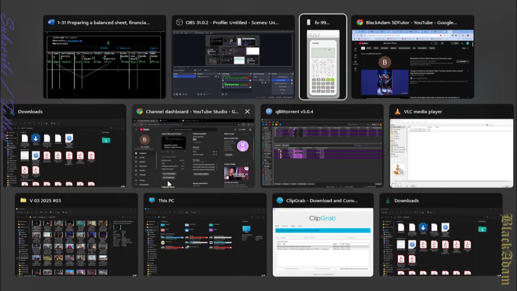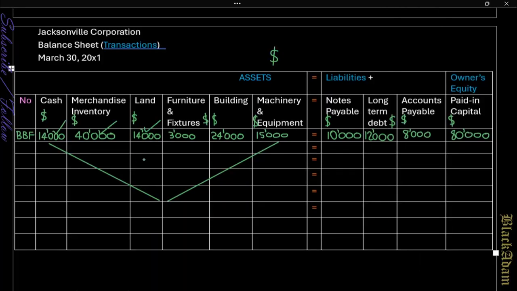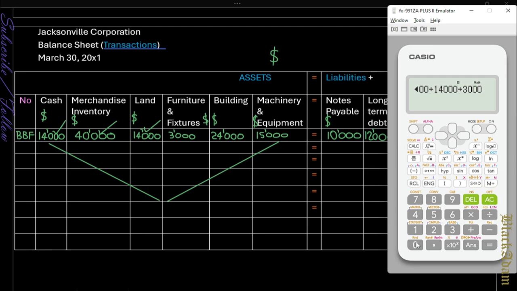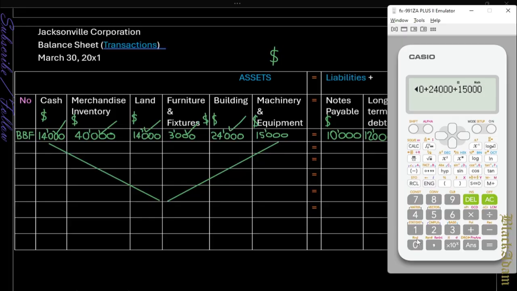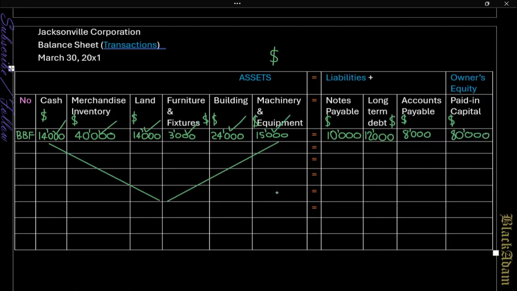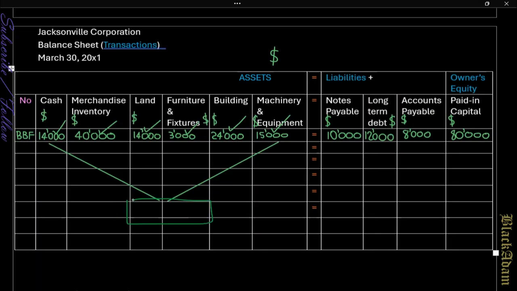So let us see if the balance holds. If it doesn't balance, then it means we can't proceed. So 14,000 plus 40,000 plus 14,000 again, plus 30,000, and then plus 24,000. That gives us plus 15,000, which gives us a total of 110,000. So on assets we have $110,000, and then from there we move on to the next one.